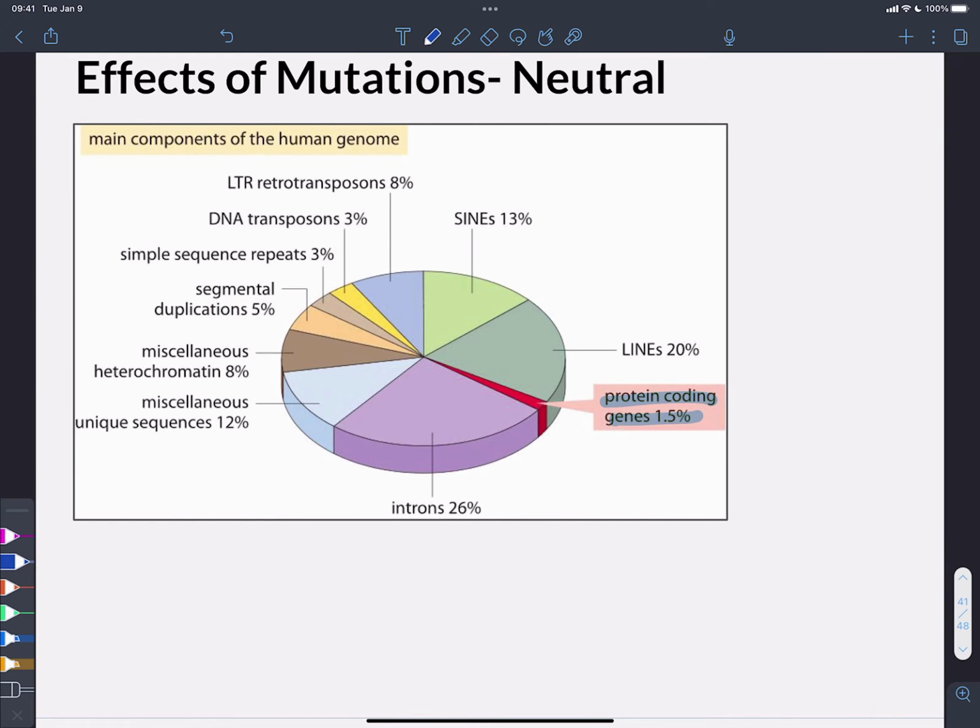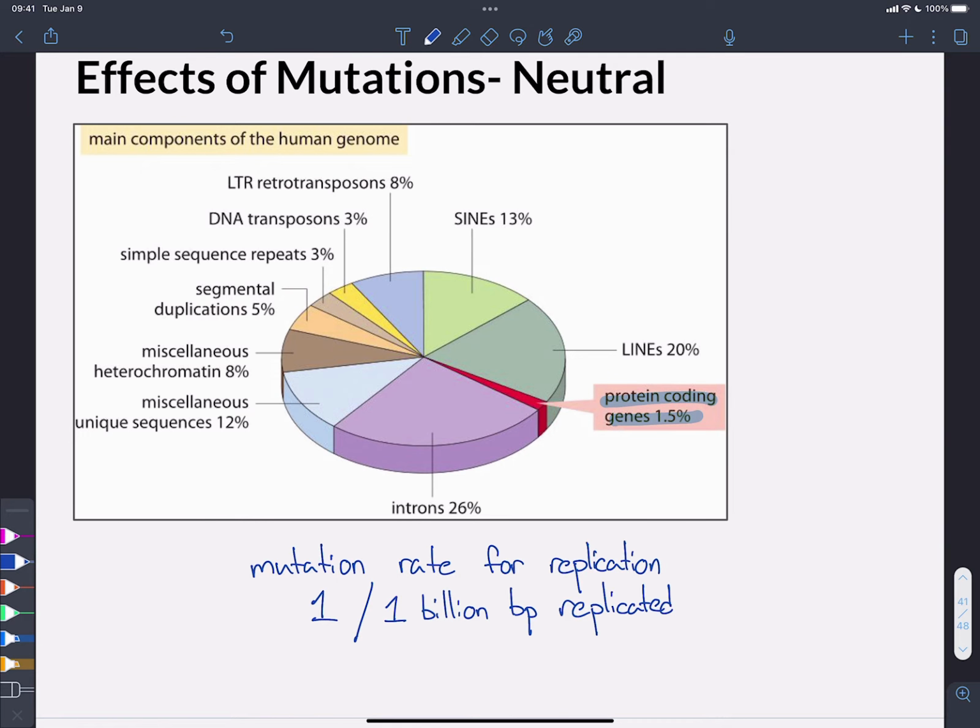Leaving aside environmental drivers of mutations, every time we copy our DNA, the rate of mutations in our genome is about 1 in every billion base pairs that are replicated. Since the human genome is about 3 billion base pairs in length, that means every time a cell divides, we're going to get about 3 new mutations per generation of cells. This can't be avoided. It can't be stopped.